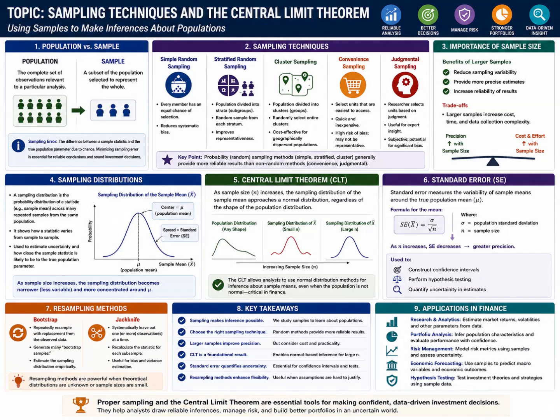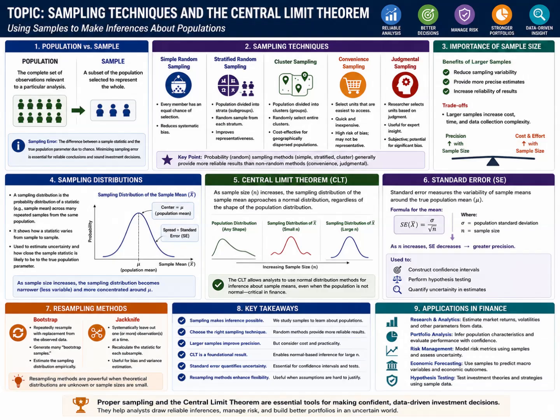Analysts use standard error to construct confidence intervals and perform hypothesis testing, both of which are central tools in financial research and investment analysis. The topic further introduces resampling methods such as bootstrap and jackknife techniques, which estimate sampling distributions by repeatedly reusing observed data. These approaches are particularly useful when theoretical distribution assumptions are difficult to justify or when sample sizes are relatively small in financial applications. The key concepts from the topic establish the statistical foundation for inference and decision-making in finance.